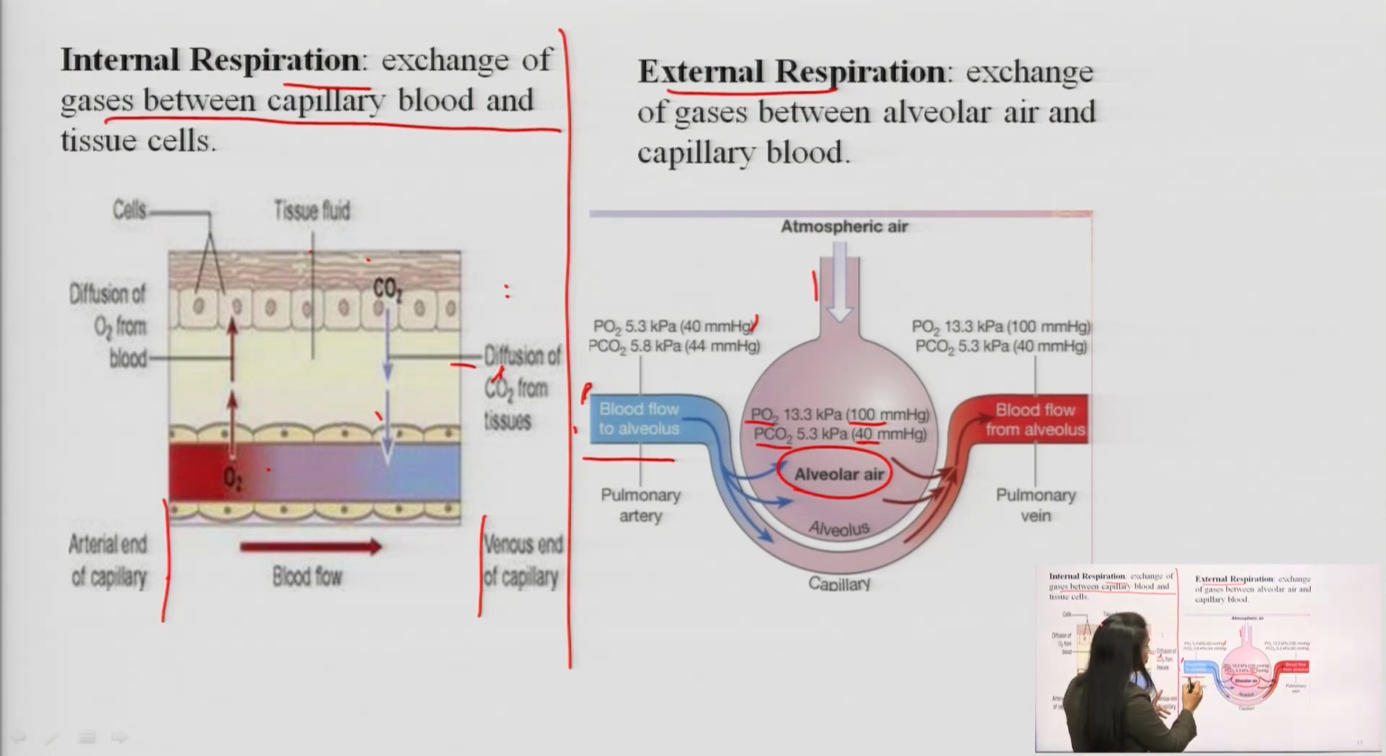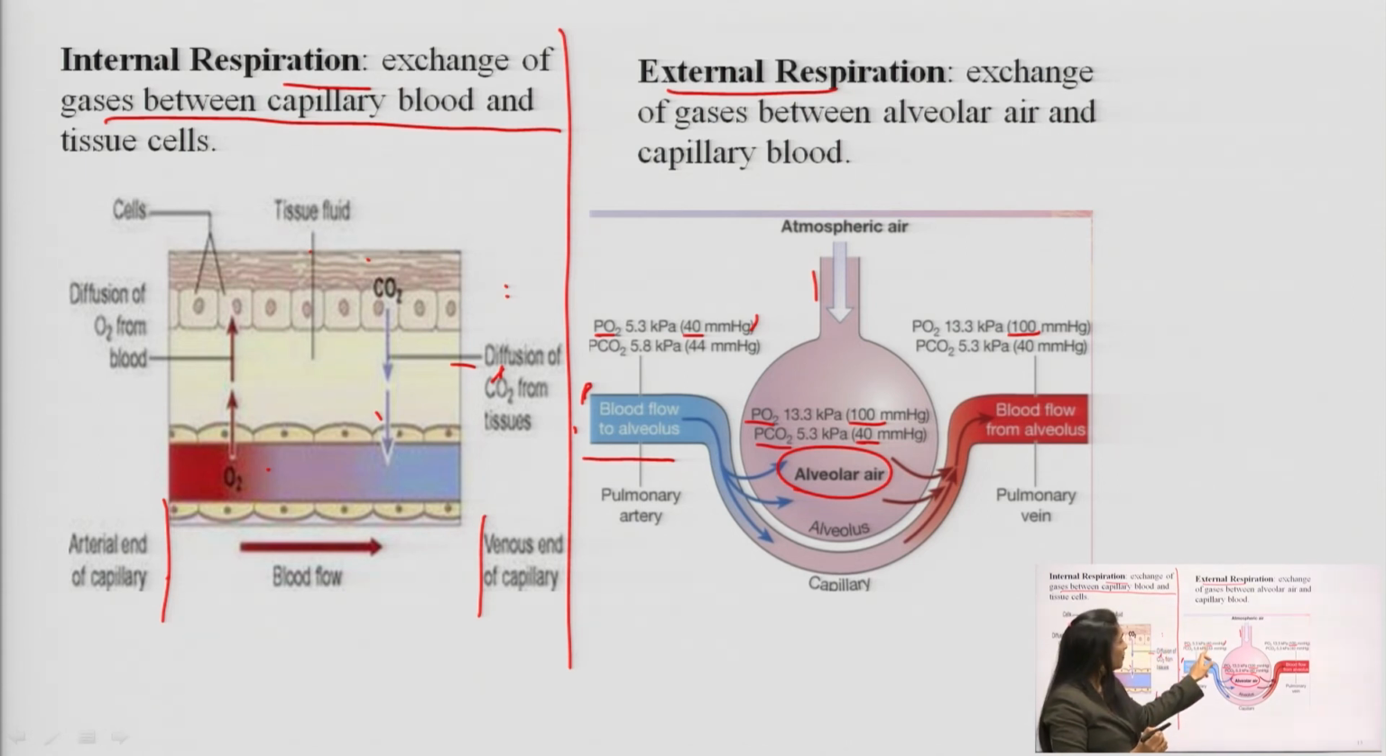So, blood flows into the alveolus and the blood returns from the alveolus. Okay? The artery helps to flow the blood into the alveolus and the vein takes the blood from the alveolus. Okay? So, what is going to happen here? Here in the artery, the pressure of oxygen is 40, okay? And here the pressure has been increased. In external respiration, oxygen pressure increases from 40 to 100, and in internal respiration it will be decreased.